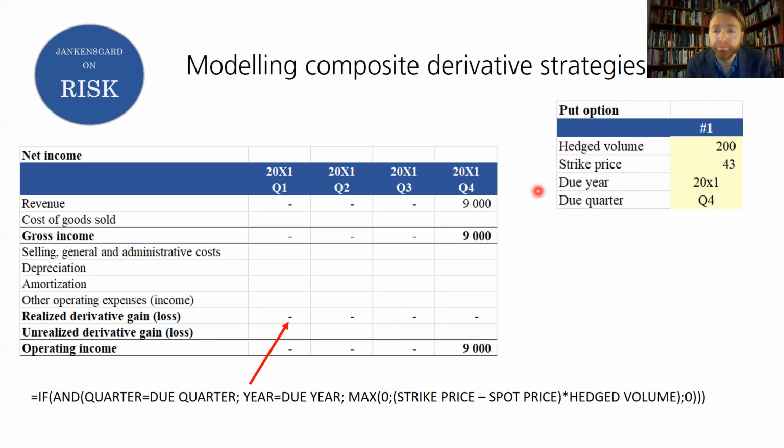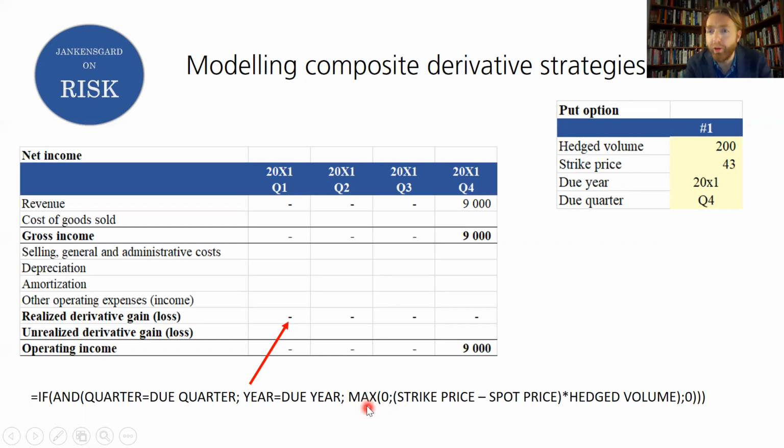So we're just revisiting the modeling of a single generic strategy, the bought put option, and we're hedging a revenue risk in the fourth quarter. So the purpose of this hedging position is to generate an offsetting cash inflow in this quarter, right? And we set the modeling up of realized derivative gains so that if the quarter and year are the indicated ones, you have this payoff function in place. And because it's an option, we're talking about a max function.